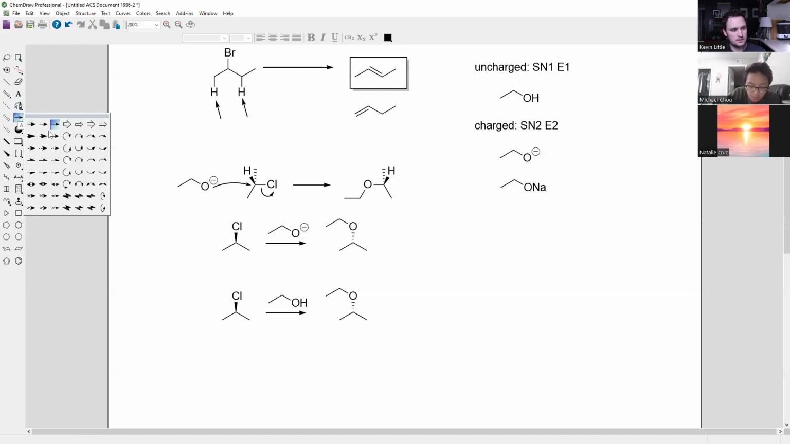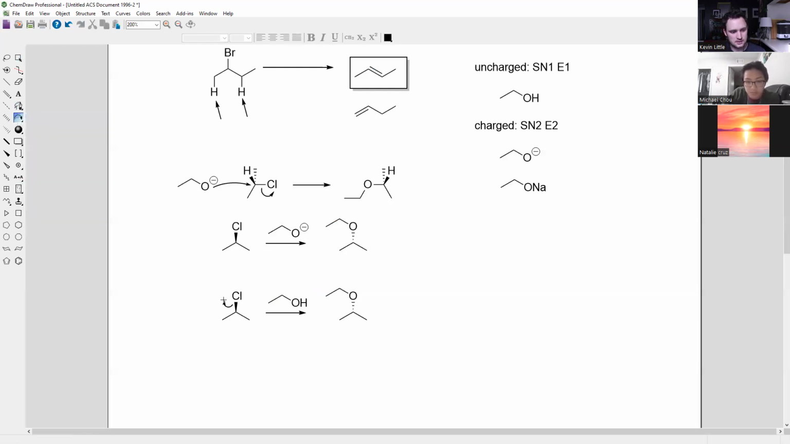With this SN1, this leaves first. And what I do is I form a carbocation.